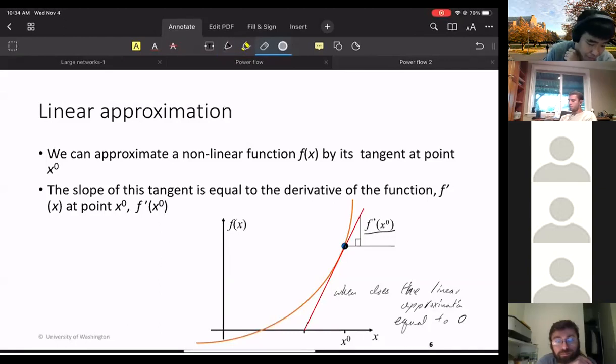Okay, so we have this. Once we have this linear approximation, we can ask, when does our linear approximation cross 0?